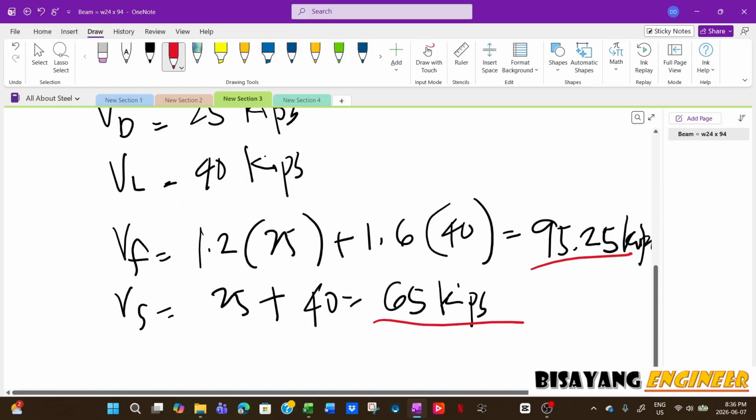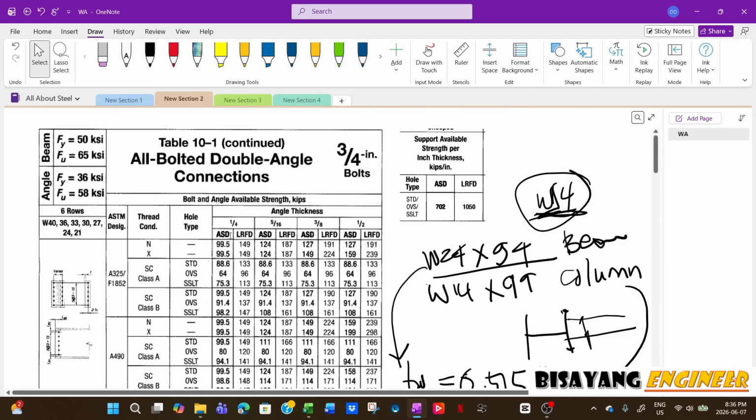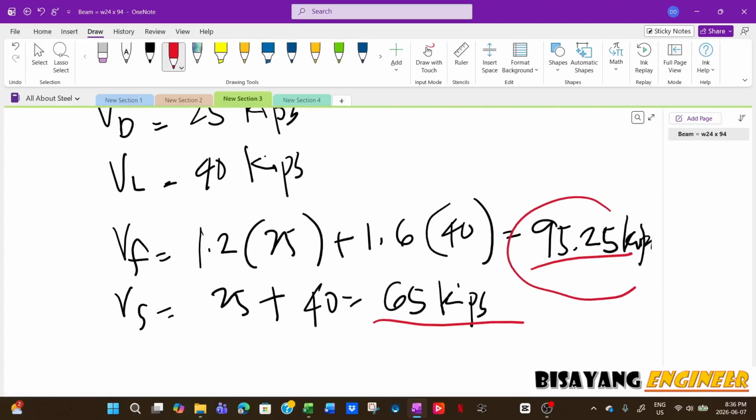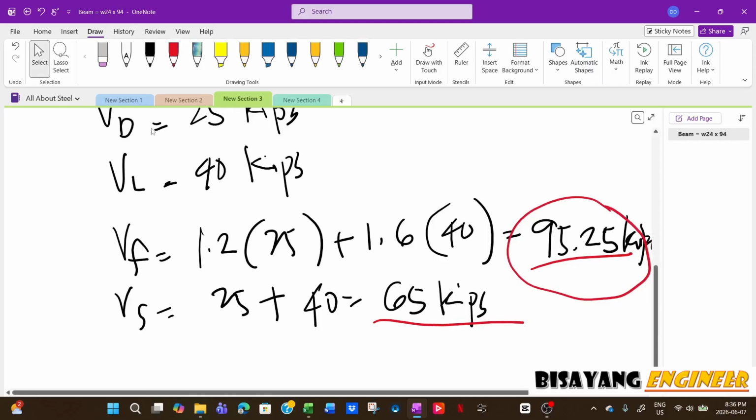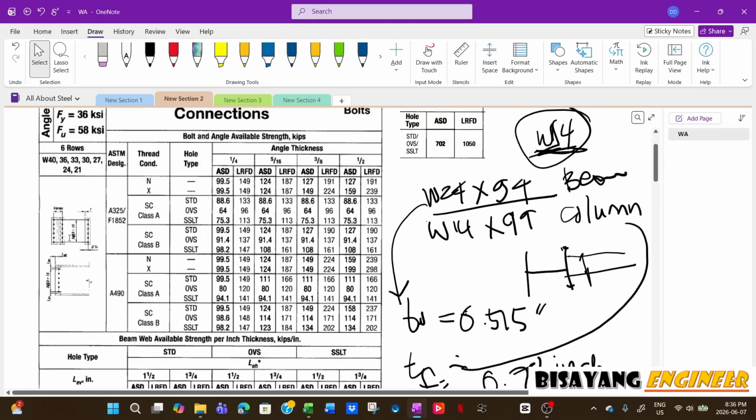Now the reason I have both the factored and the service load is because the table also includes ASD and LRFD values. So first, we have the factored load 95. So all you have to do is from the table, say for example, you have how many bolts are there? One, two, three, four, five, six. So in this table here, there are six bolts.